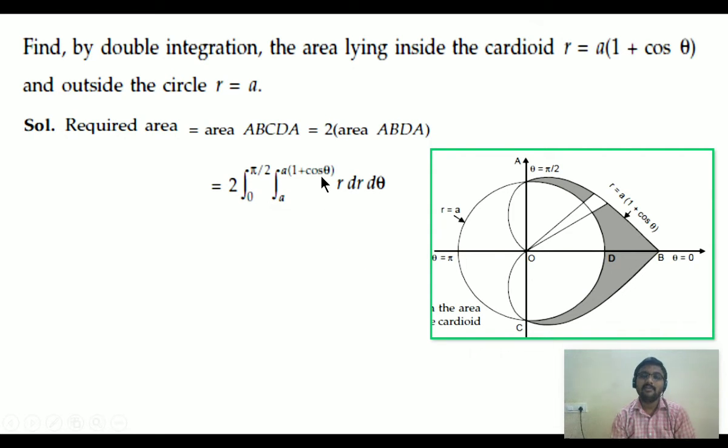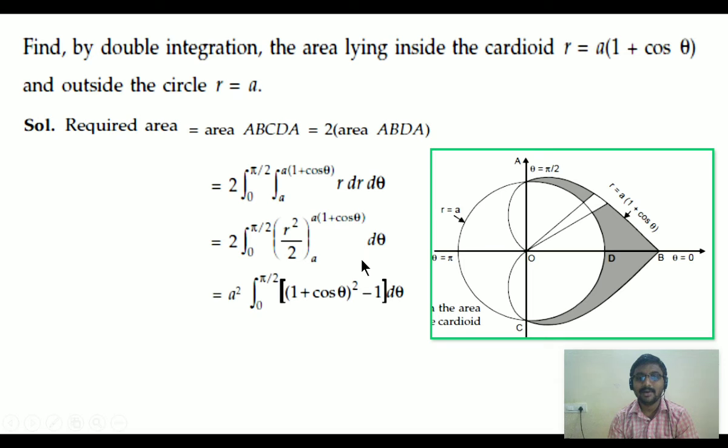Now we have to evaluate this double integral with respect to r first and then theta, because the r limits are variable limits in terms of theta. Now the r integration is r square by 2. Substituting the upper limit as a into 1 plus cos theta and the lower limit as a, we take out the common a. So that is a square into 1 plus cos theta whole square by 2 minus a square by 2. Clearly the 2 gets cancelled, and then we take out a square as common.